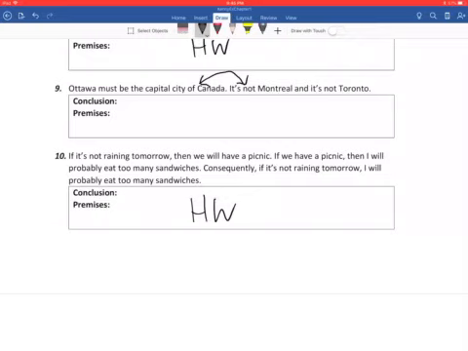Well, in some ways, it could go both ways. But this word "must" here is a bit of a tip-off, right? Ottawa must be the capital city of Canada, right? That implies a conclusion, and it implies that what comes after is the reason for the conclusion. So the conclusion here is Ottawa must be the capital city of Canada, and the premises are the capital city of Canada is not Montreal, and the capital city of Canada is not Toronto.